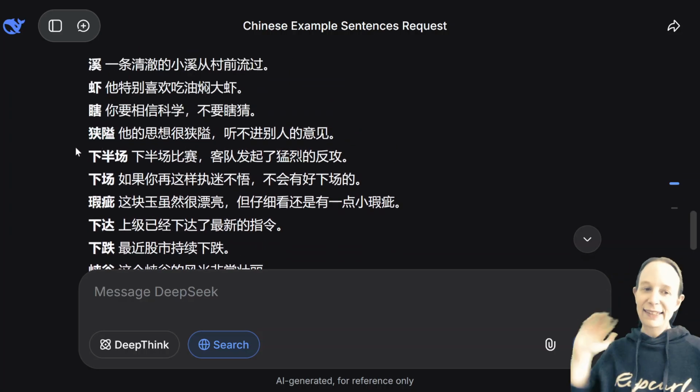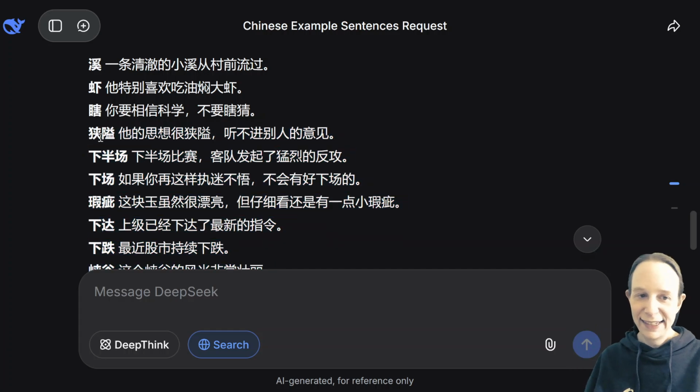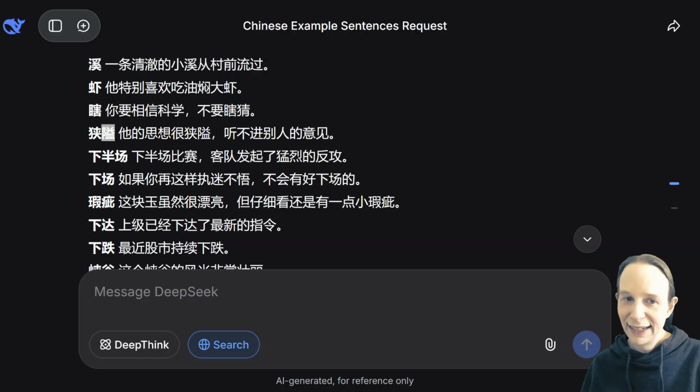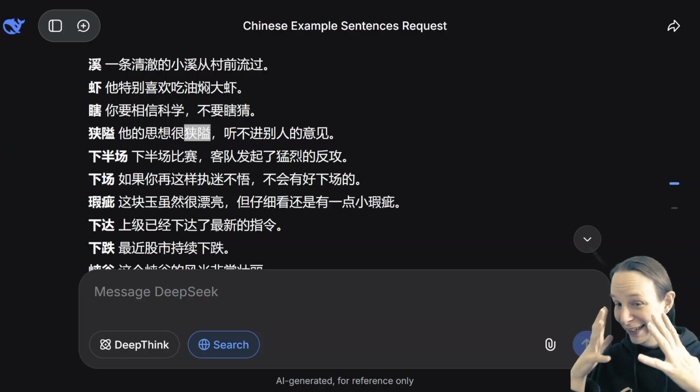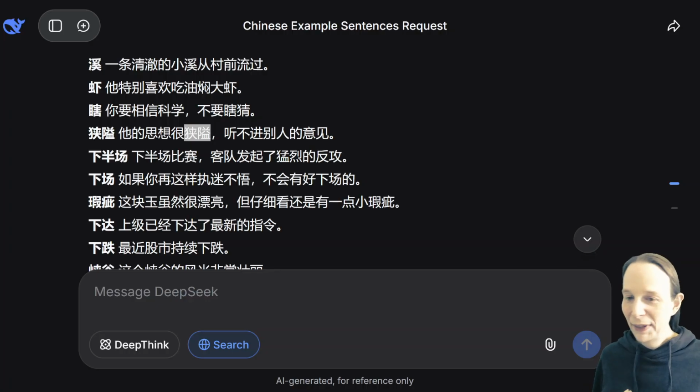All right, this is 狭隘. So 狭 pertains to narrow. 隘, I don't really see this character outside this word, so I presume it just pertains to narrow. Here we're talking about figuratively narrow. 他的思想很狭隘，听不进别人的意见. So this is: his mind is narrow, so he's narrow-minded. But it doesn't have to just refer to this.